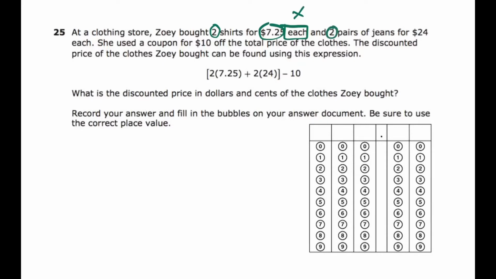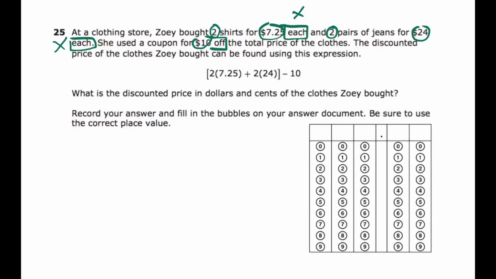And 2 pairs of jeans for $24 each. So again, I don't know the total, so I will multiply. And a coupon for $10 off. So now I would subtract $10 from the total price of the clothes. The discounted price of the clothes Zoe bought can be found using this expression.